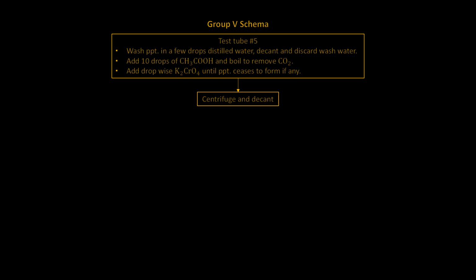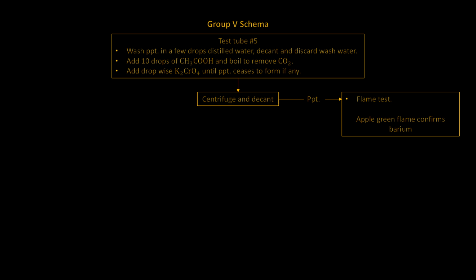Take a small piece of precipitate using a stainless steel wire scoop and burn it in a Bunsen burner flame. If the result observed is an apple green flame, it confirms the presence of barium in the sample.